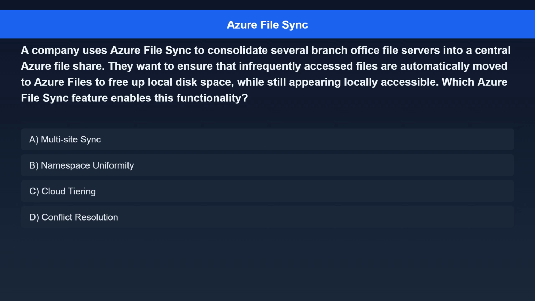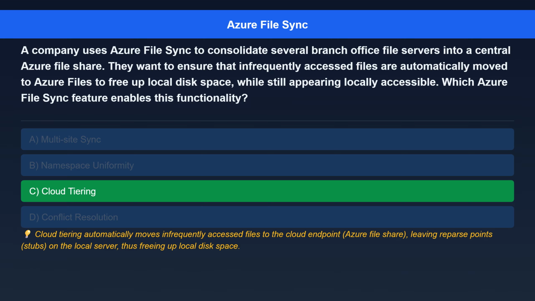Option A, multi-site sync. Option B, namespace uniformity. Option C, cloud tiering. Option D, conflict resolution. The correct answer is cloud tiering. Here's the explanation. Cloud tiering automatically moves infrequently accessed files to the cloud endpoint, Azure File Share, leaving reparse points, stubs, on the local server, thus freeing up local disk space.